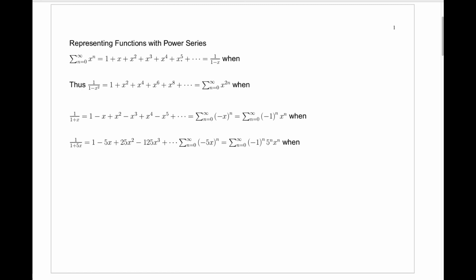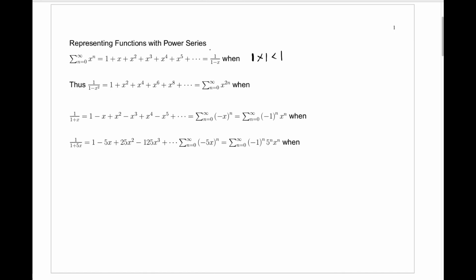But that's true only when that common ratio, x in this case, has absolute value less than 1. Now, we're going to start playing with these functions and talking about how we can manipulate them to get other series representations for different functions.